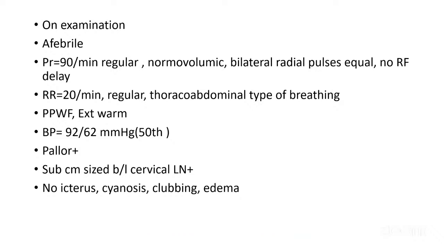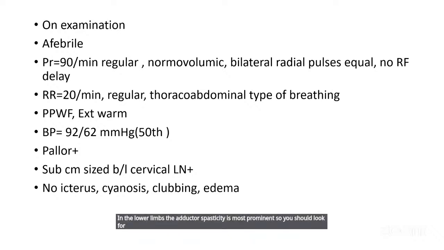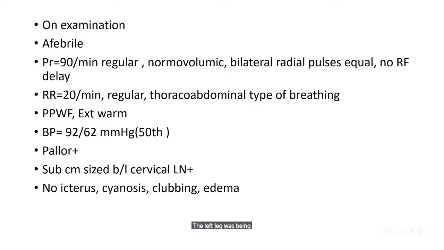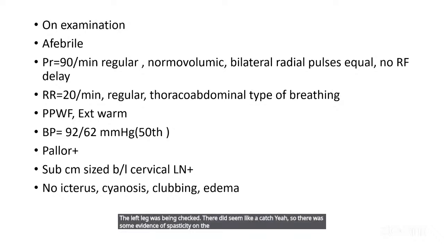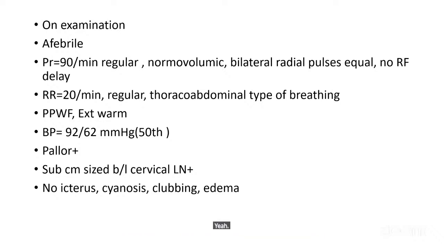In the lower limbs, the adductor spasticity is most prominent. So you should look for hip adduction as the first step. As sir was saying, you look for minor signs. So first you should look at hip adduction, whether that is affected. And I think when the left leg was being checked, there did seem like a catch. Yeah, so there was some evidence of spasticity on the left side, right? Okay. Yeah, tell us your findings.